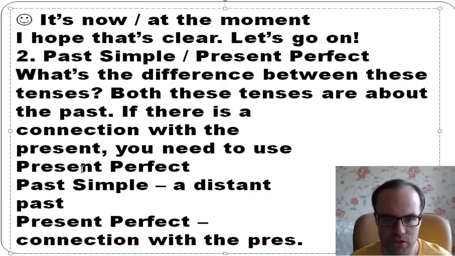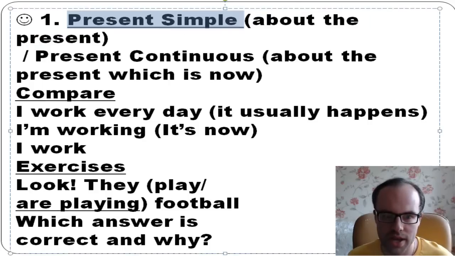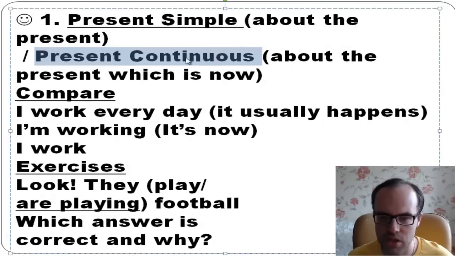It's very important. Okay, so let's revise it and then we'll go on. Present simple is about the present, and present continuous is about the present, which is now. So compare, I work every day, it usually happens. I'm working, so it's now. If you say I work, it also means it usually happens.